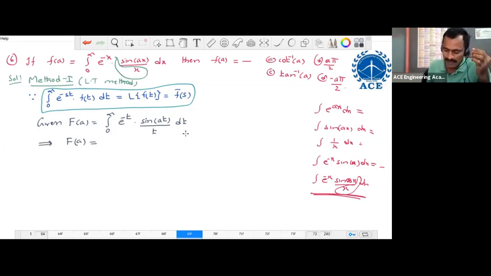If we compare this given integral with this Laplace transform, we can find some differences only. In place of f of t, we have sin at by t. Instead of e power minus st, it is only e power minus t. In place of s, we have 1. So this is f bar of s, and in place of s we have 1, so f bar of 1 only.